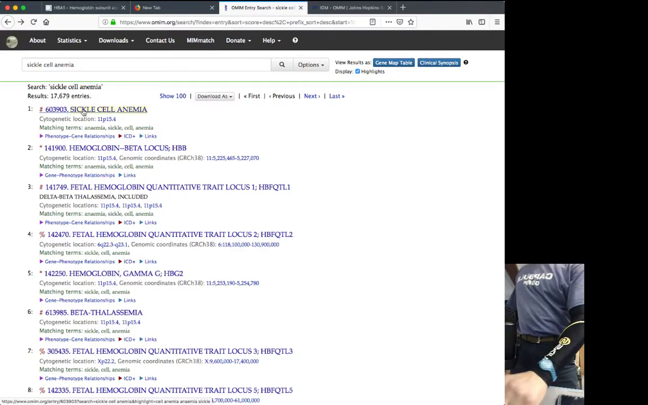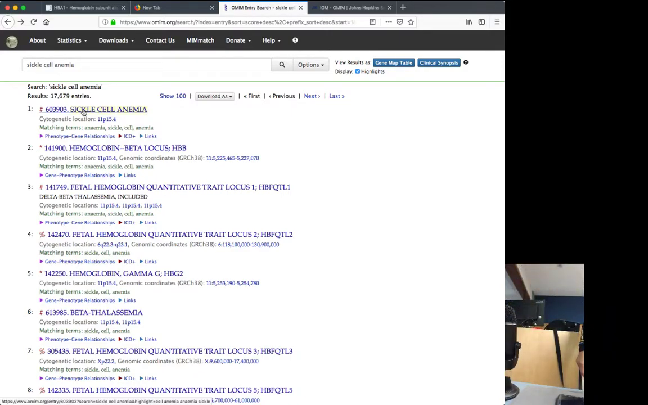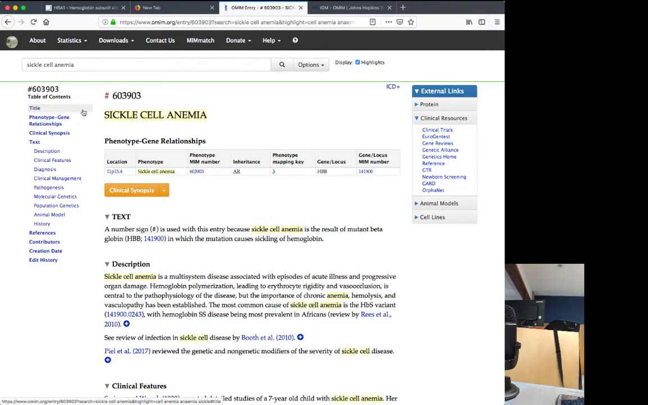So I'm going to click. Did I click? There we go. Yes. Now the outline here is not as colorful as UniProt, but it's also as useful as UniProt. On this side, we have, technically, this is like the index for this page alone. We have phenotype-gene relationship, clinical synopsis, which kind of is like a description of the disease in the organism level. Text with description, clinical features, diagnosis, clinical management, pathogenesis, molecular genetics, population genetics, animal models.